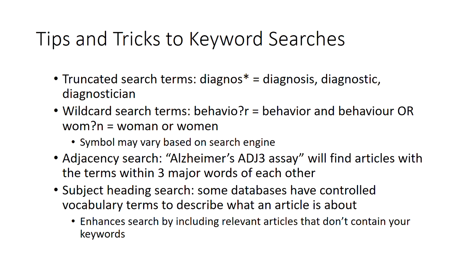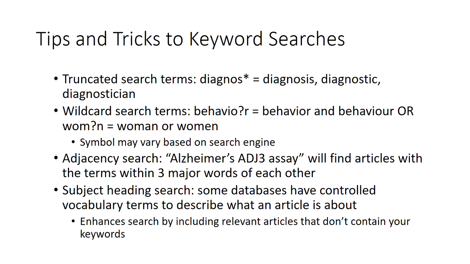And then you can also use truncated search terms. So this little star, the symbol might vary based on the search engine or database that you're using. There's an index usually available that will tell you what symbols mean what. So for this, the star means anything after that, it's kind of like just truncated. So it will pull up diagnosis, diagnostic, diagnostician. So anything after that S doesn't matter, just as long as it has the diagnose part.